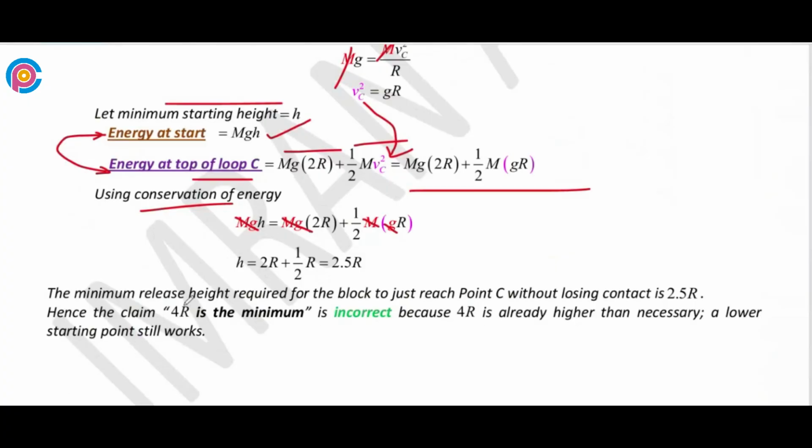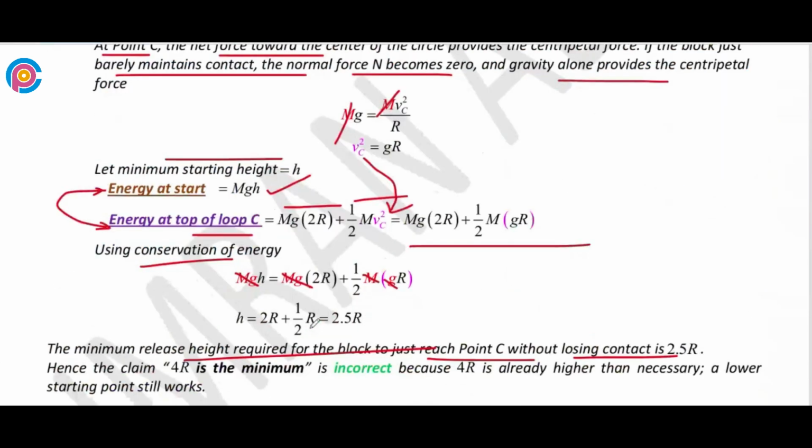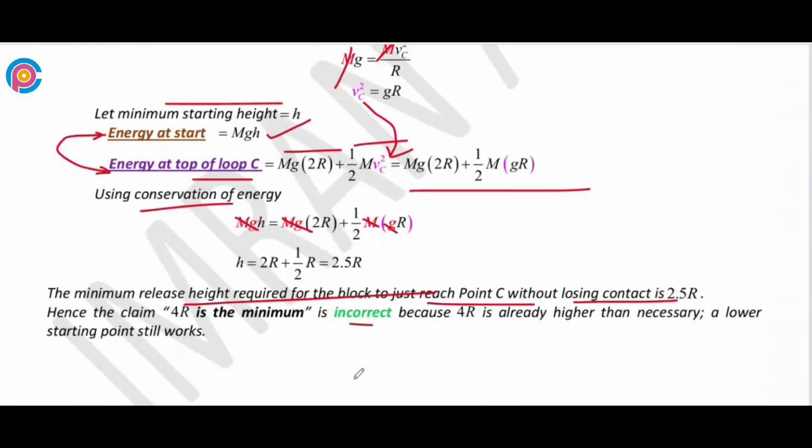The minimum release height required for the block to just reach point C without losing contact is 2.5r, and the student claimed 4r is the minimum height. That's incorrect because 4r is already higher than necessary. A lower starting point will also work.